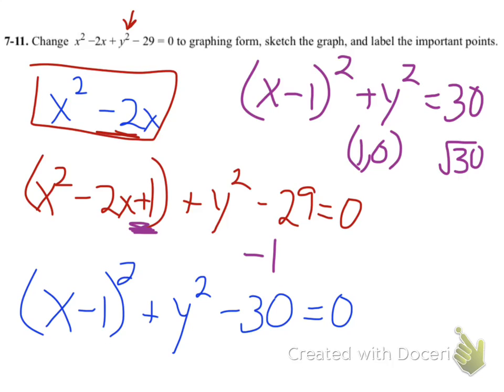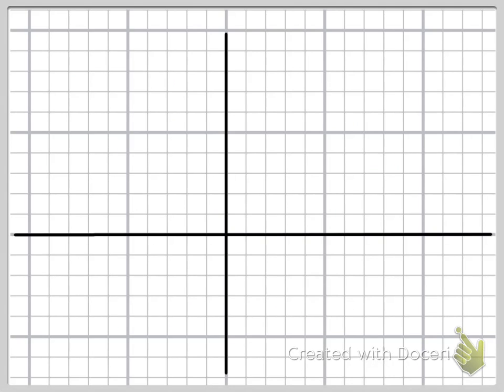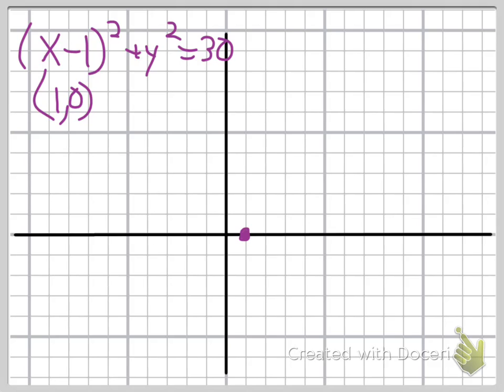So now I can graph that, and I can label some points here. So if I take a look now on a graph, x minus 1 quantity squared plus y squared equals 30. Again, my center point is at 1, 0. And my radius then is the square root of 30, and that equals approximately 5.477.